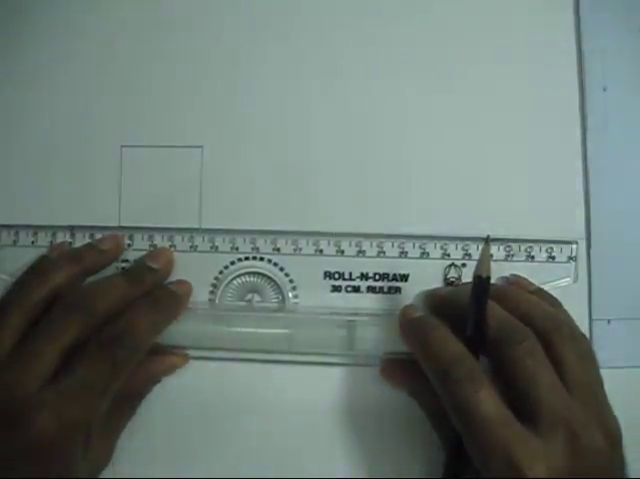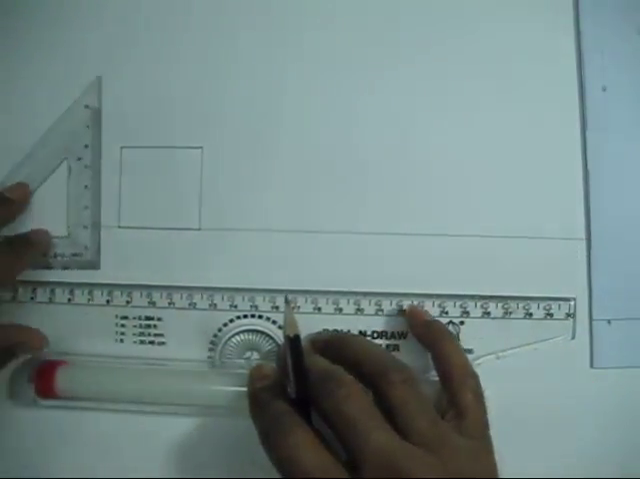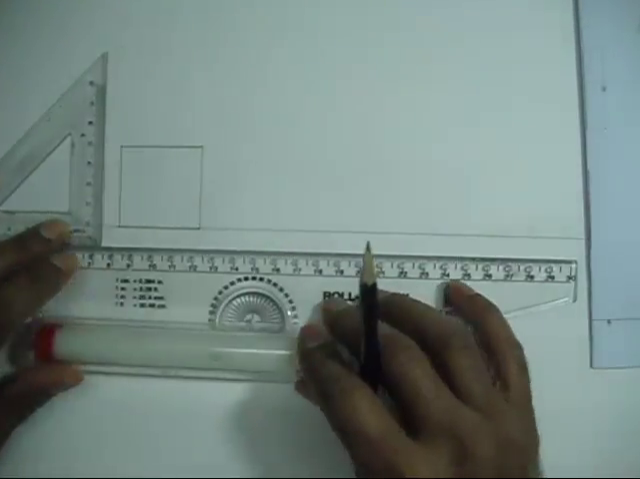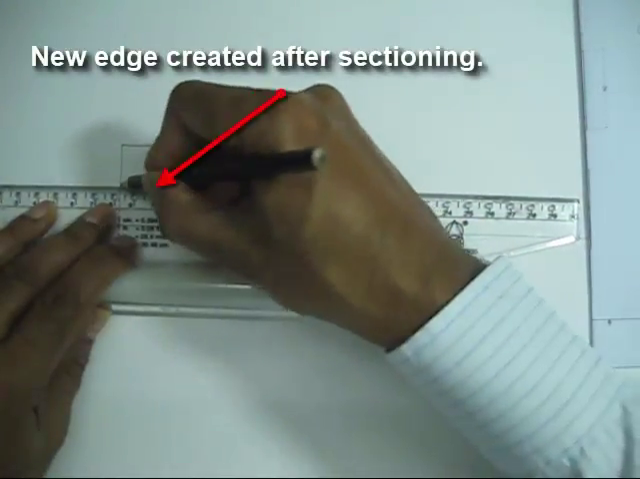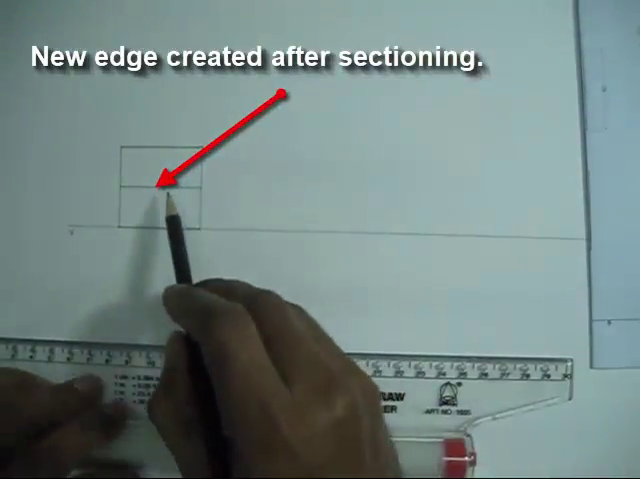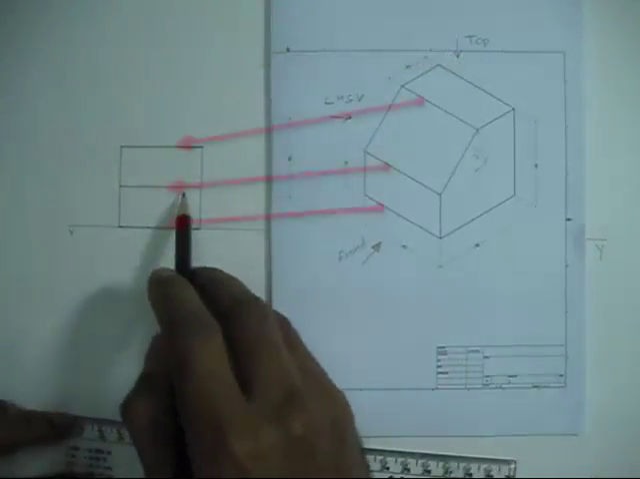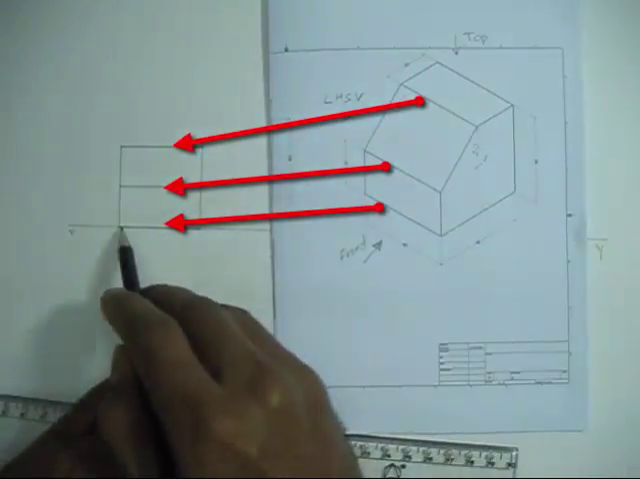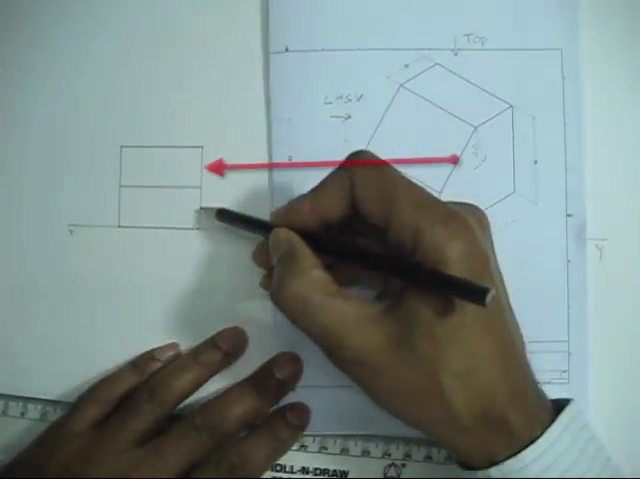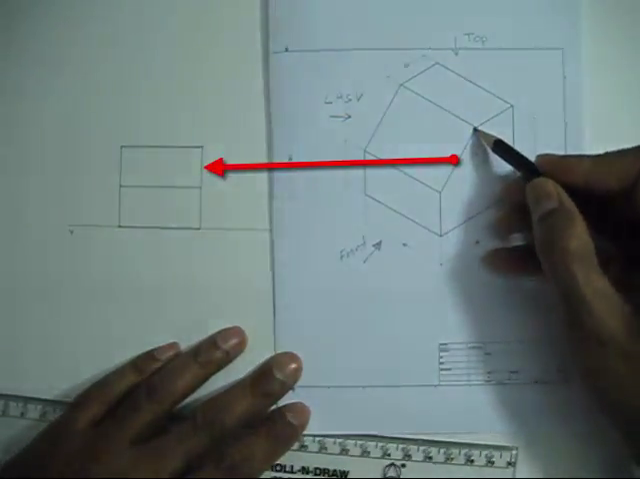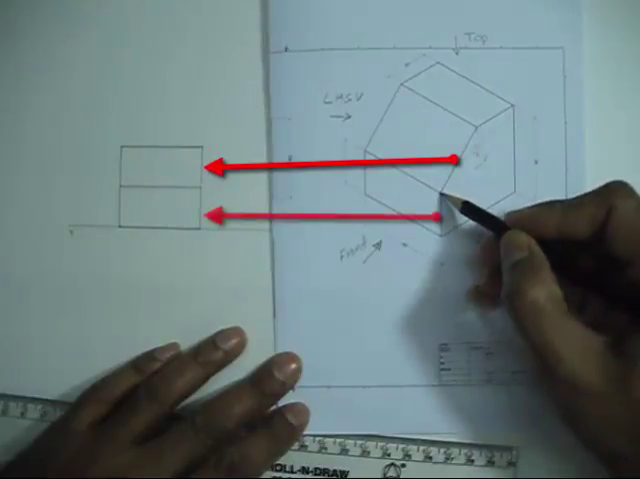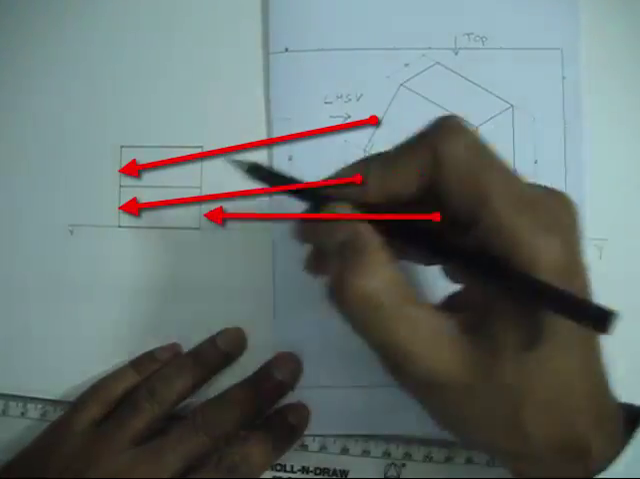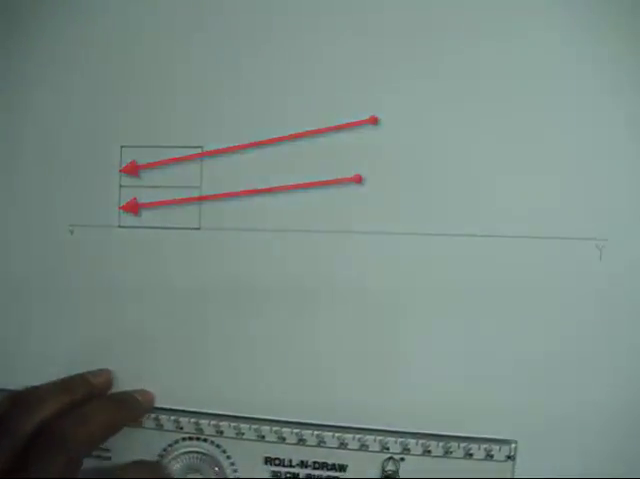So let's draw one of the new edges in the front view. So this will be 20 mm above the baseline. So this edge will be seen in the front view. So this is the new edge which has been created. This side, which is the new edge, is projected. So we see the projected length. This is also projected, and we see the projected length.